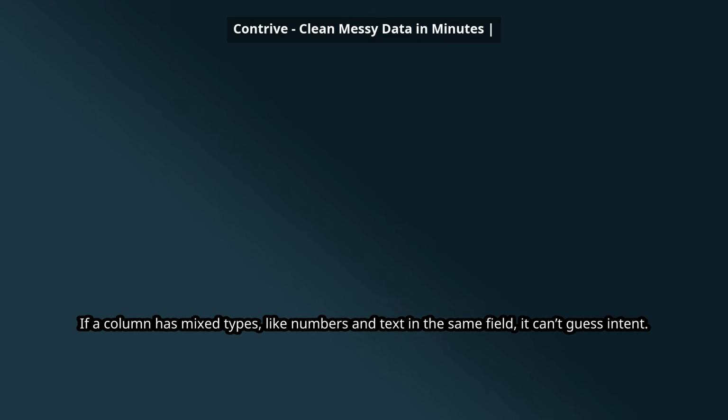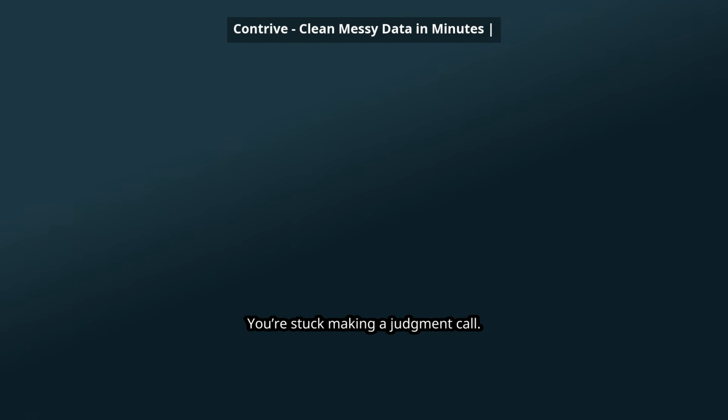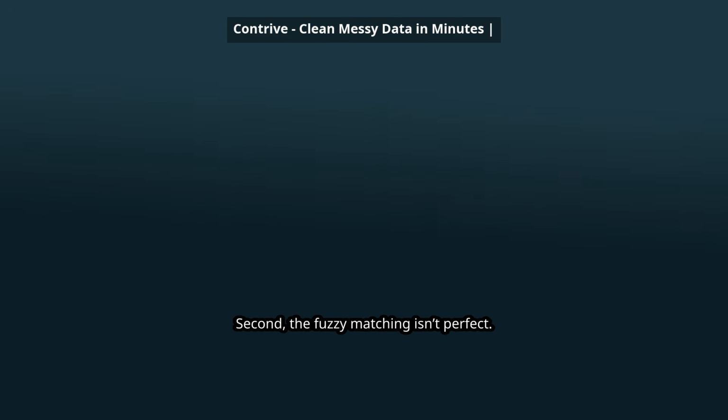Now, the honest limits. First, Contrive struggles with ambiguous data. If a column has mixed types, like numbers and text in the same field, it can't guess intent. You get a recommendation to split the column, but it won't do it automatically. You're stuck making a judgment call.